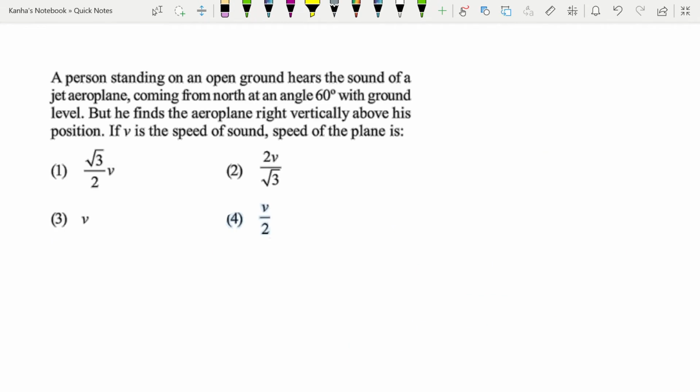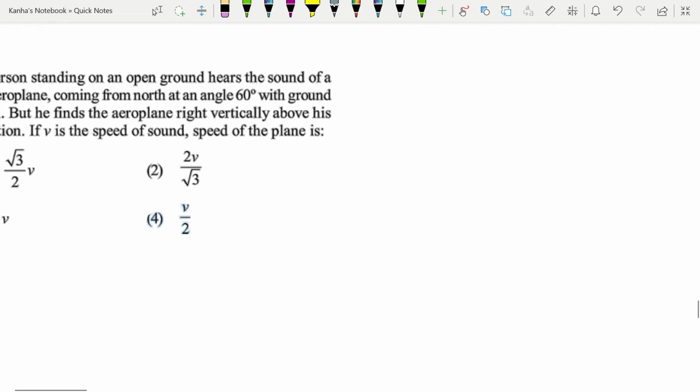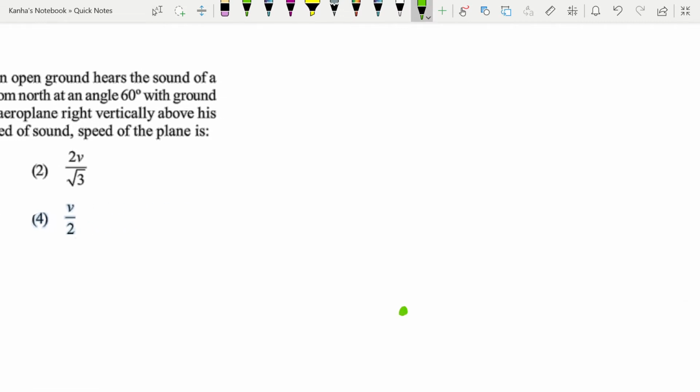So let's try attempting a very interesting question. A person standing on an open ground hears the sound of a jet aeroplane coming from north at an angle 60 degree with the ground level. But he finds the airplane right vertically above his position. If v is the speed of sound, what is the speed of plane? What this is really saying is, I have my observer right over here, the person on the ground.